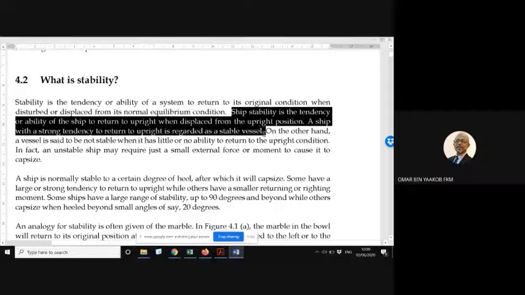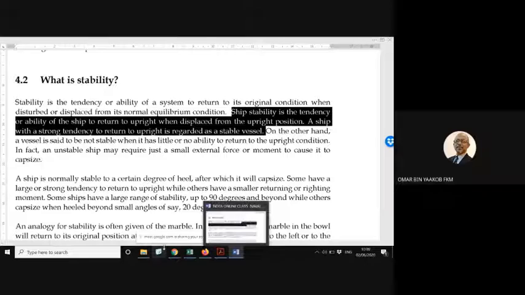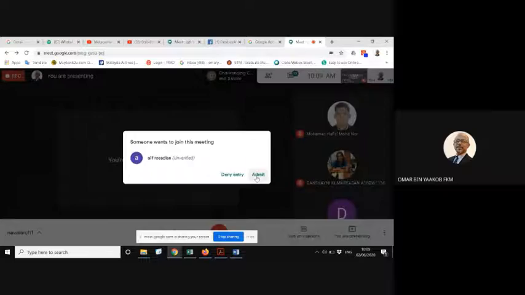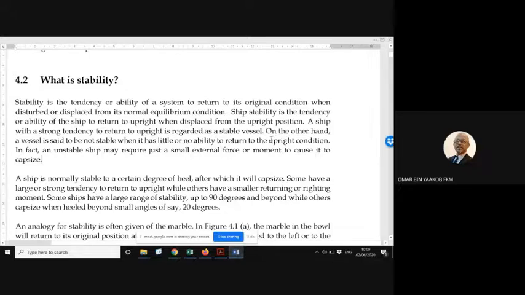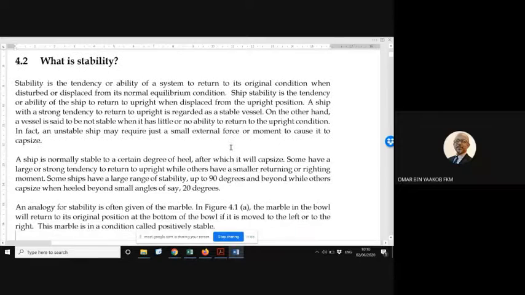The ability of the ship to return to upright when displaced from its upright position. When you push it, either with wind blowing on the side of the ship, or you pull on the side of the ship, or you go on board a boat and hold on the side of the boat, all those things will affect whether it is stable or not. If it has a strong tendency to return to upright, then it's regarded as a stable vessel. If wind blows from the side, it starts to heel a little bit, but when you release the wind, it comes back to original, so it's a stable ship. If it is not a very stable ship, then a small force makes it start to roll, and finally capsize. So you can read that.